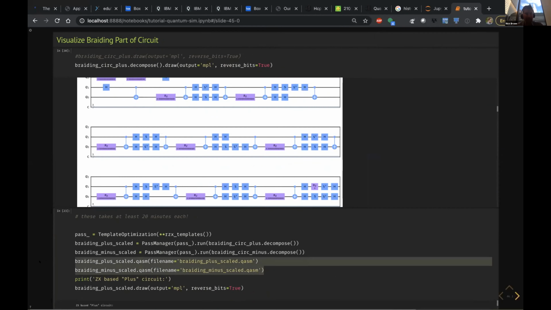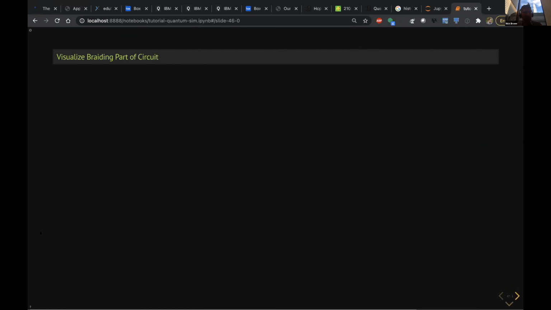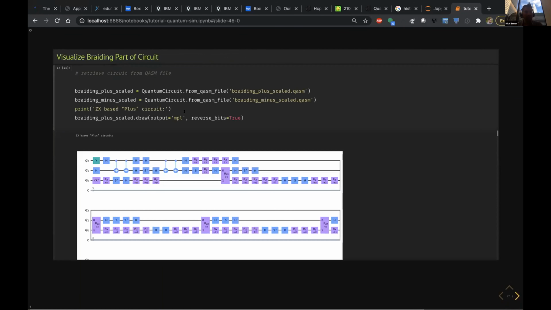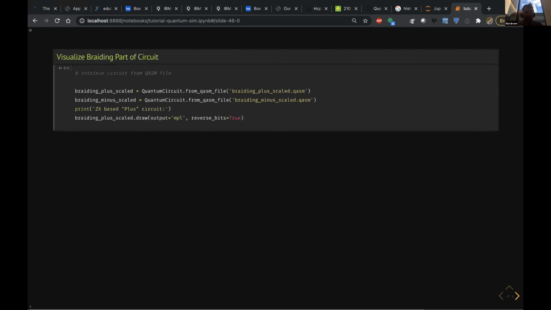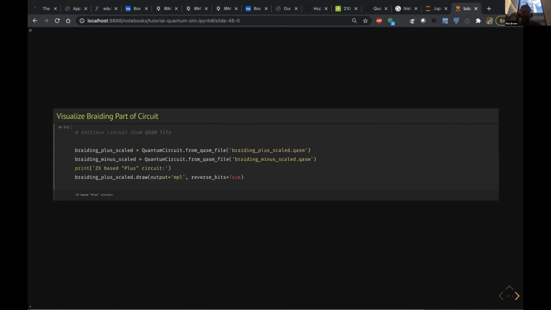So what I did was I output the circuits to QASM2 format, which is a kind of quantum assembly language, and then I imported it. The RZX is not a native gate, so I had to add that to the QASM. Everything here is a little hacky when you're at the forefront of trying to do top to bottom quantum simulation, but it kind of works.